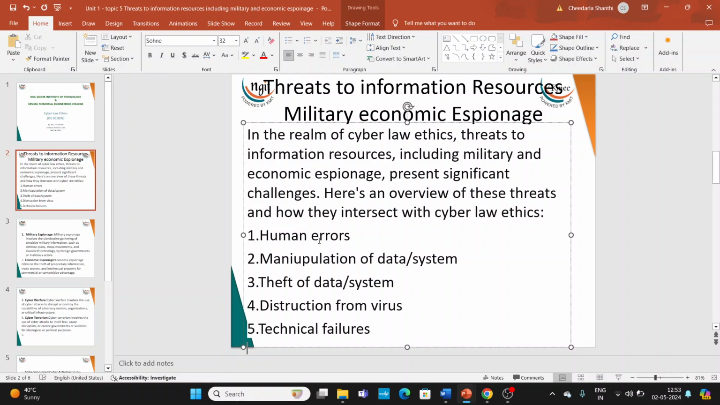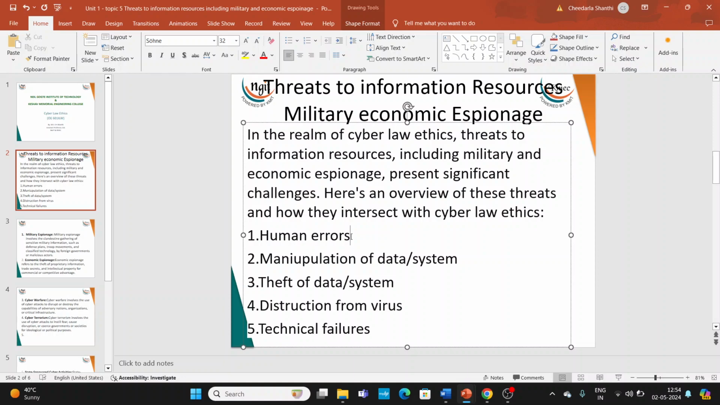Coming to the first point, human errors. What will happen with human errors? Humans make errors and do the wrong things. The first point is entering wrong data. In human errors, a person may enter wrong data, accidentally delete or modify data, store data in unprotected areas like desktops and websites, and disclose confidential data. Why do these errors happen? Because of lack of experience and improper training.